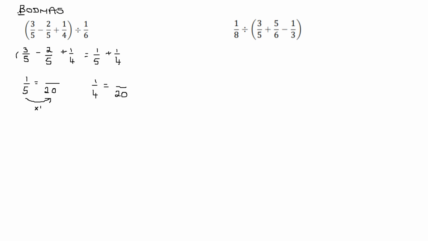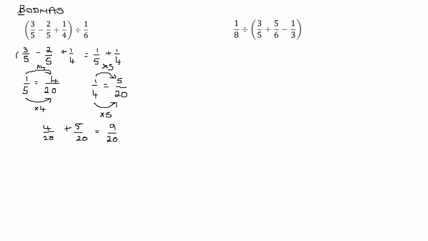So I'm going to multiply by 4, multiply the top as well. That will give me a numerator of 4. And then here let's multiply our denominator by 5. And let's do exactly the same on the top, multiply by 5. And there we go. We're going to get 4/20 plus 5/20. And that's going to give us 9/20.